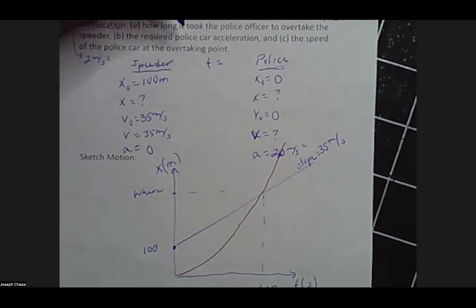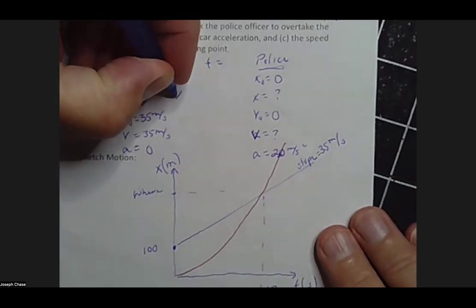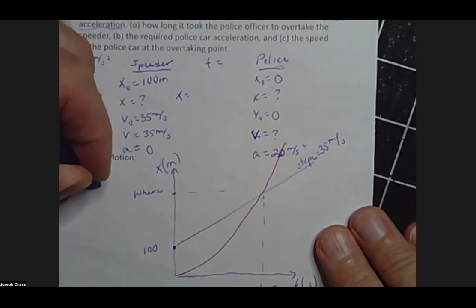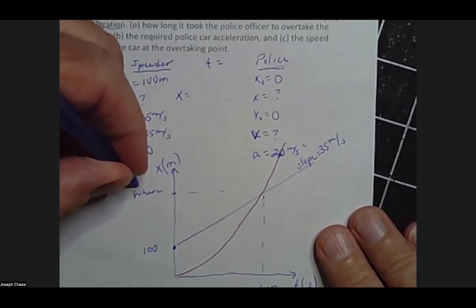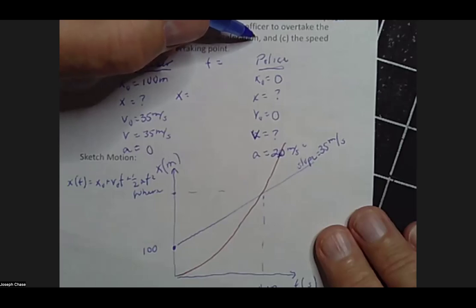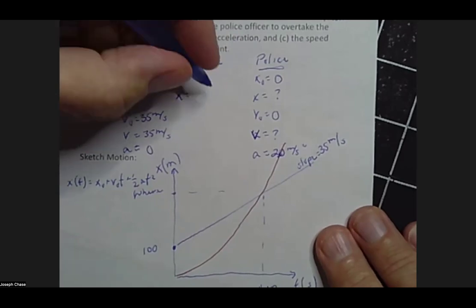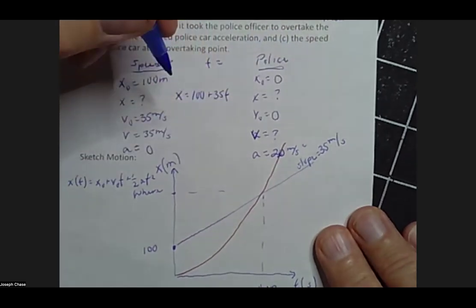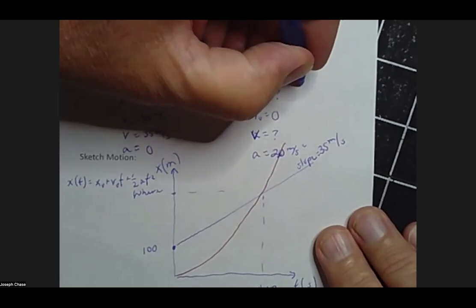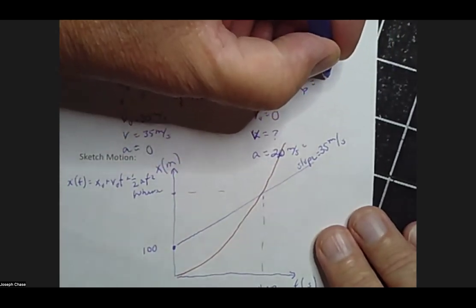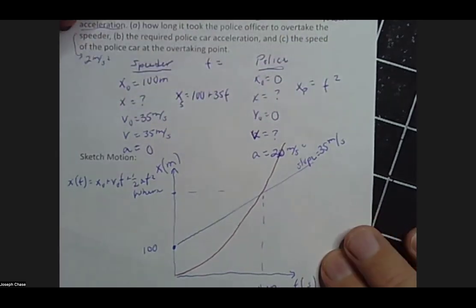And so for the speeder, their equation of motion is going to be relatively easy. When I say equation of motion, it's x equals x initial plus v t plus one half a t squared. So the initial position is 100, and they don't have any acceleration, but 35t. And for the police officer, I'll put S as a subscript for the speeder. For the police, x_p is going to be equal to, well, they don't have an initial position, they don't have an initial velocity, but they do have acceleration. So that's going to be 1/2 of 2 t squared.